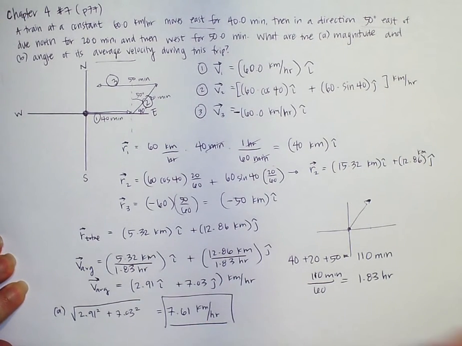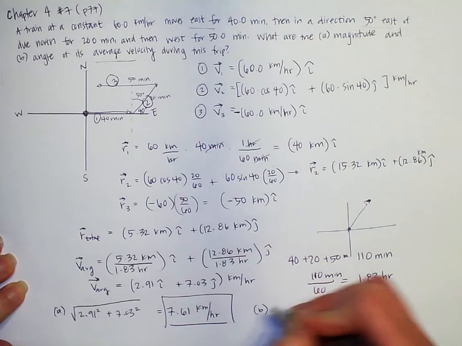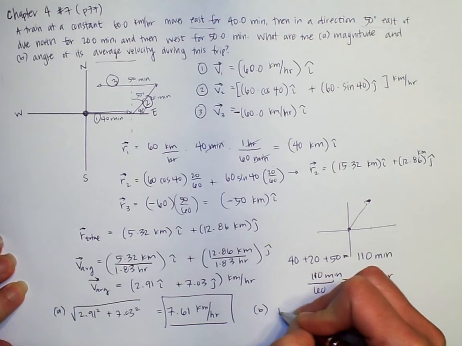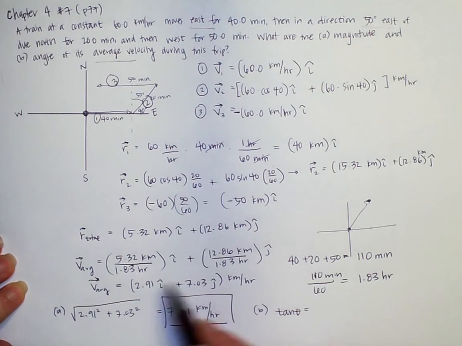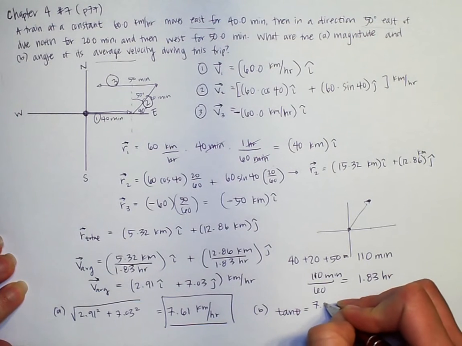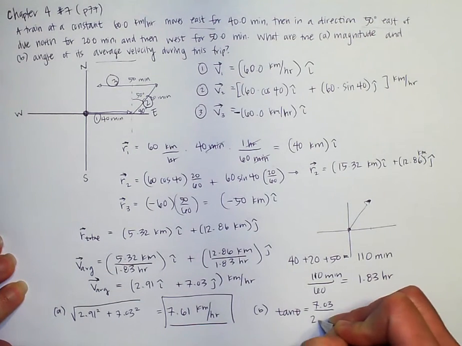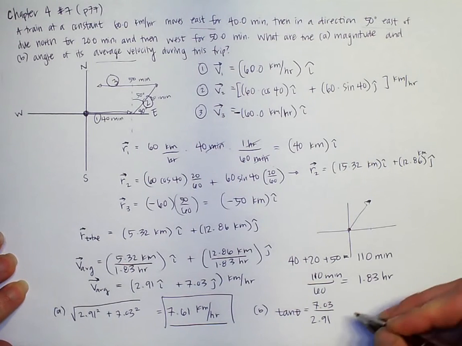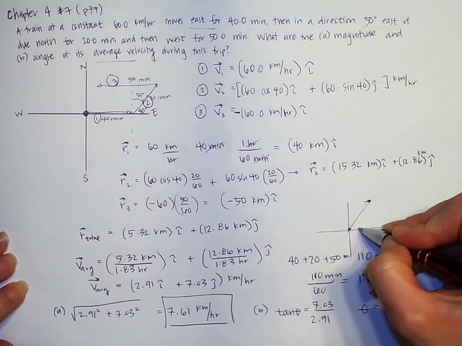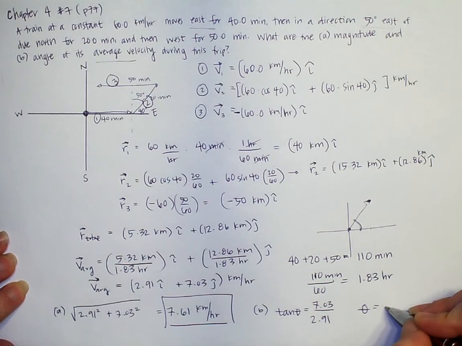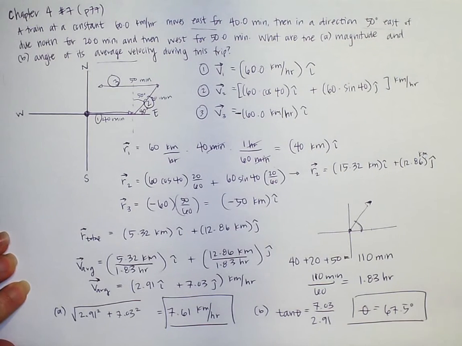So here's our magnitude. And then our angle, we know that tangent of theta equals our j hat over i hat. So 7.03 divided by 2.91. And if you do the arctangent in your calculator, you'll find out that this angle, which is this angle right here, is 67.5 degrees. And that is it.